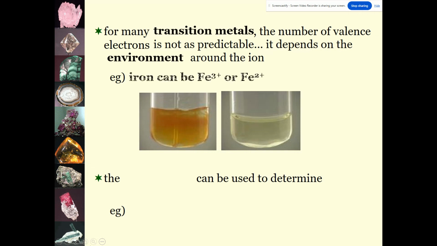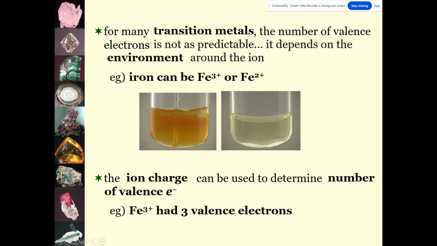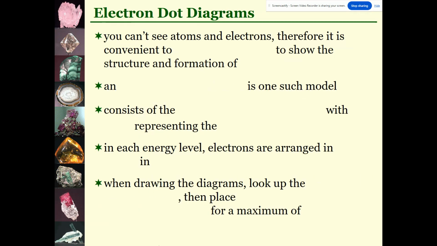If you have a transition metal, you do not look at the group number to figure out how many valence electrons it is losing, because the ion charge tells you how many it's losing. So iron with a 3+ started with 3 valence electrons, but then it lost them to have an ion charge of +3. And that's what we're going to look at today. We're going to focus on forming ionic compounds.